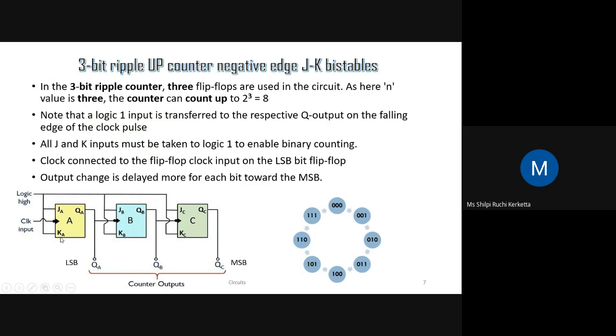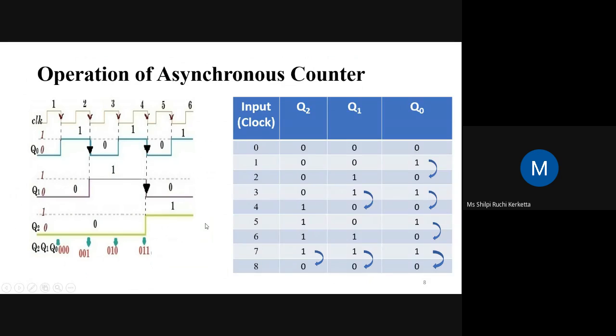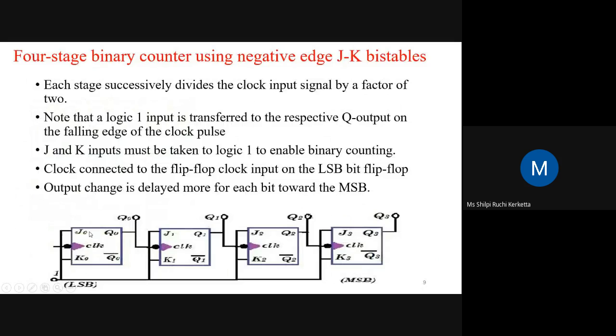And JK is put as 1. Just this, you have to make the circuit. So for 4 we will have 4 JK flip-flops, and you can write this. Each stage successively divides the clock input signal by a factor of 2. So here 1 delay is there, here 2 delays, here 4 delays, and here 8 delays.